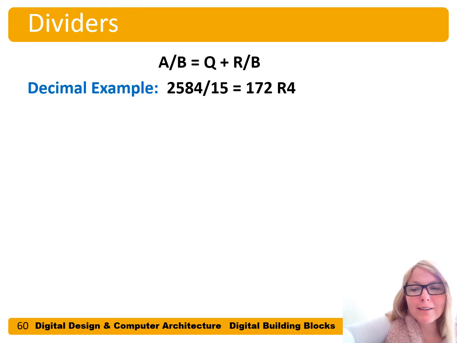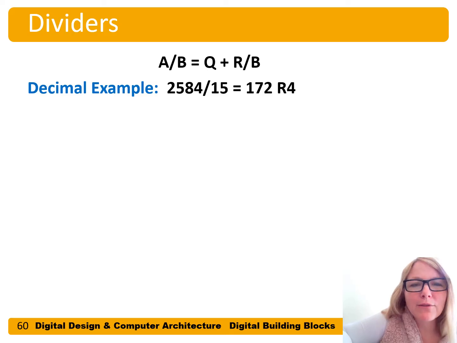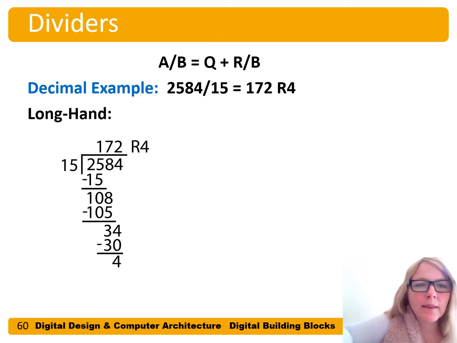So let's talk about dividers. Here's an example of one that we've done, decimal division. 2584 divided by 15 ends up being 172, remainder 4. So we have our operands that we're going to operate on, A divided by B, and we're going to get our quotient plus our remainder divided by B. And so here's the longhand, which we've all done before.